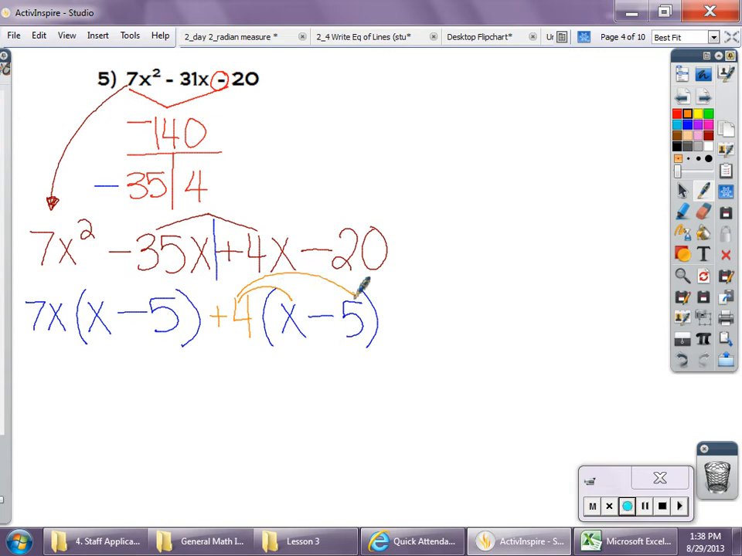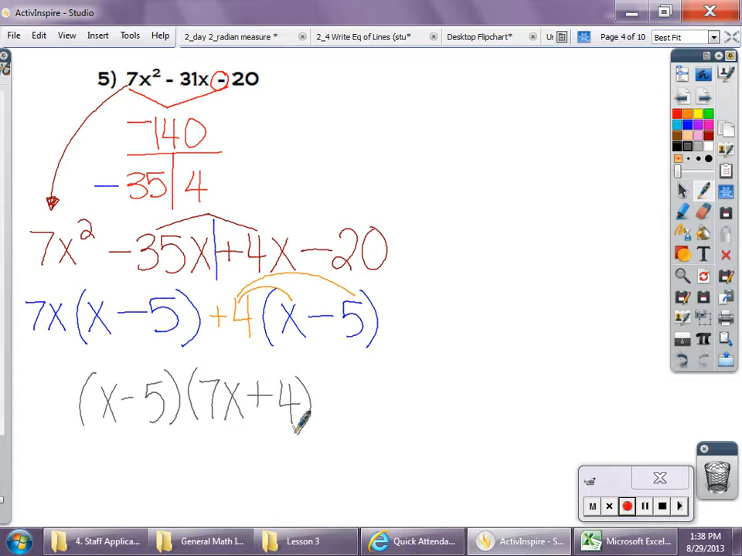So now that I've done that, we know that the common term, the GCF one more time. The GCF in this case is x minus 5. Therefore, the factor that's left over is 7x plus 4.